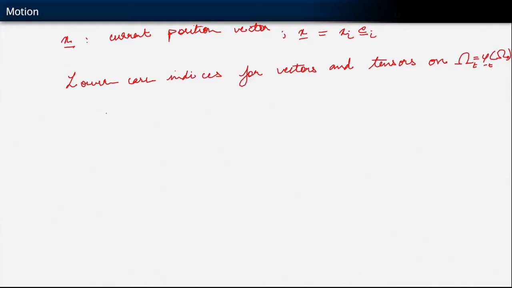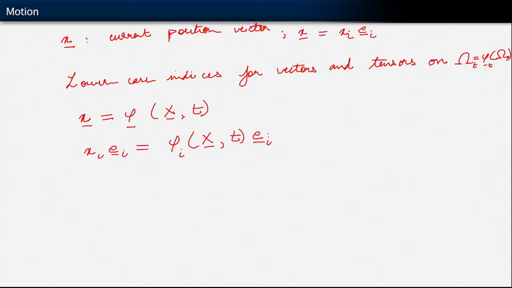So observe however that x is equal to phi of capital X comma t. It follows that our point-to-point map phi is itself a vector map, right? So we see that x sub i e sub i is equal to phi sub i, parameterized by reference position and time, e sub i. This is all just notation to help us with things in future.